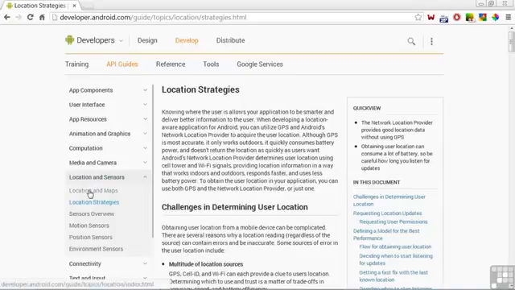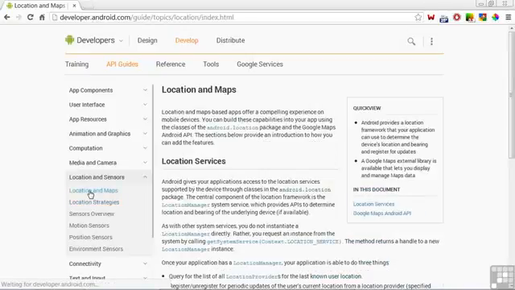The Location and Maps page gives an overview of these features and some good links to other sources you'll need to implement maps-based apps. Now let's take a look at sensors. They're listed in tables in the sensors pages of the developer's website, along with detailed information about using them. So let's take a look.